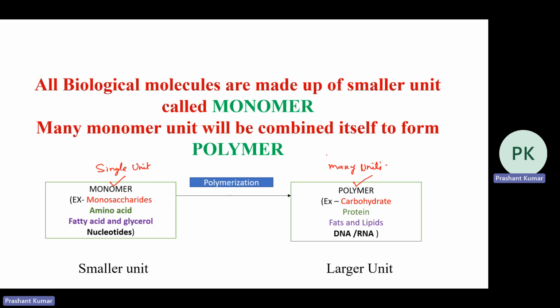There are many people. In the same way, when many monomer units combine, you'll get a big molecule, which is called a polymer. Examples of polymers are carbohydrate, fats, proteins, lipid, DNA, and RNA.